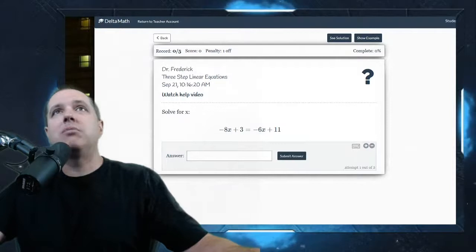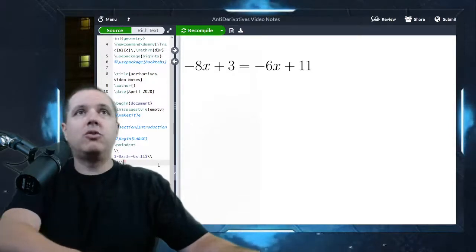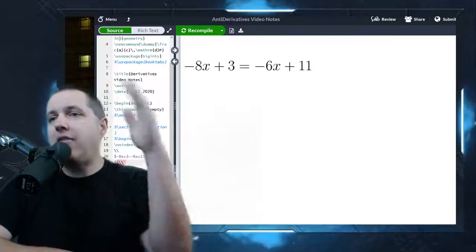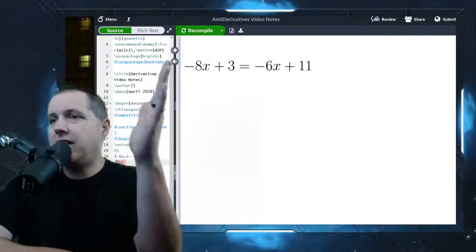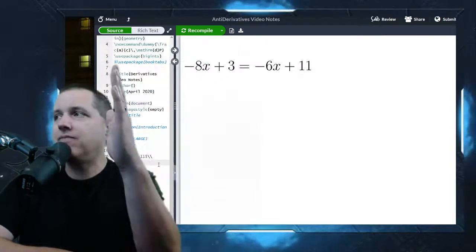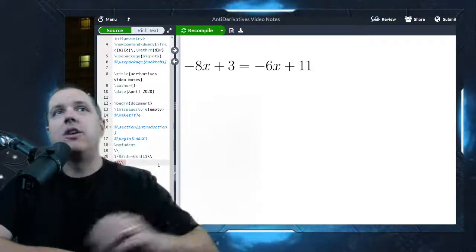So negative x plus 3 equals negative 6x plus 11. Okay, so what are the steps that we use here in order to solve this equation? Well, our goal is to get to the point where we have x equals and then some number. That's what we want. X by itself, no coefficients, no operations, just an x, and then an equal sign, and then some number. Okay, so how do I do that?